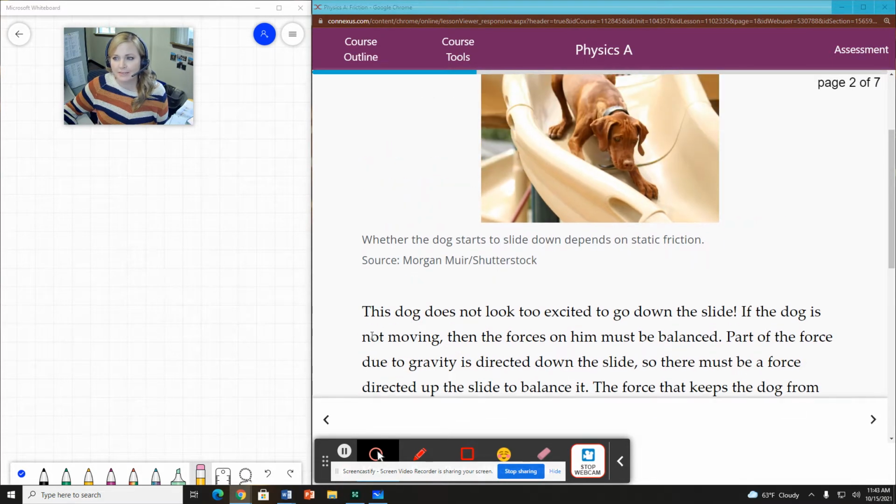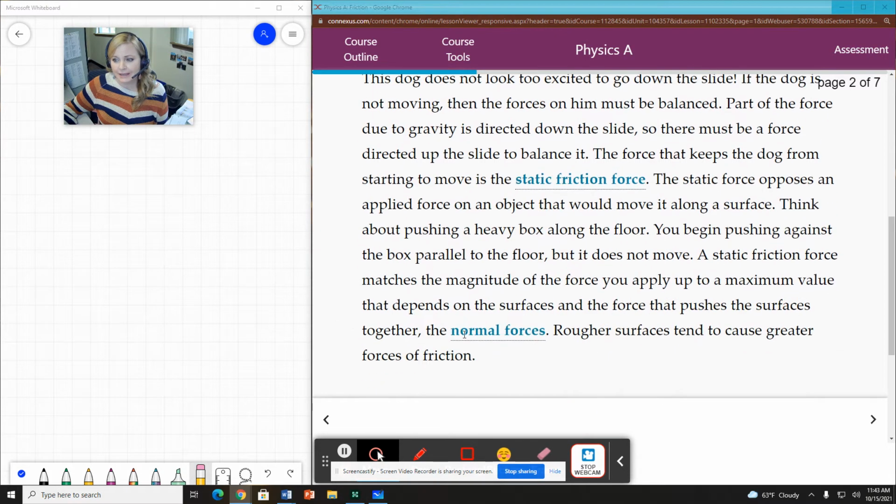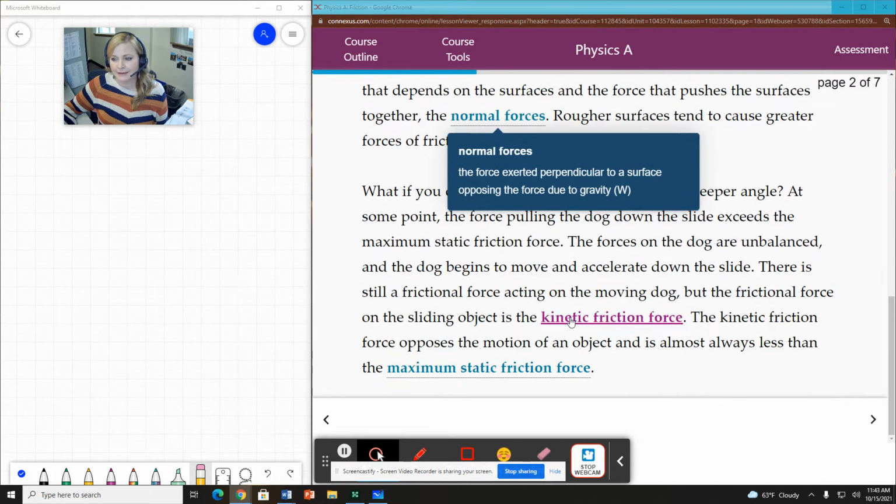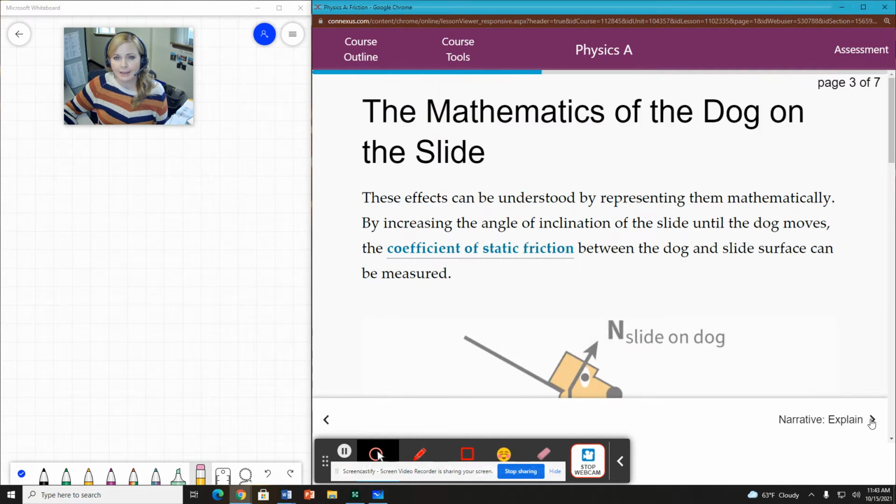So it begins by talking about a dog going down a slide. The idea is that as the dog goes down the slide, the forces that keep that dog on the slide depend upon a couple of different things. It depends upon the normal force acting on the dog, and the amount of static friction acting on the dog. Oh, and those are all dependent upon the angle of the slide as well, right? So we have to determine some of these different factors here.